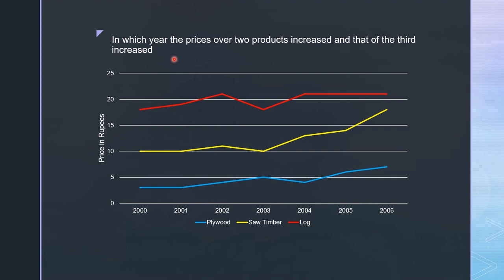So in which year did the prices of two products increase and that of the third also increase? 2002 is the right option. So here are the options: A is 2000, B is 2002, C is 2003, D is 2006. So the right option is B, 2002. Okay, hope you understand this topic.